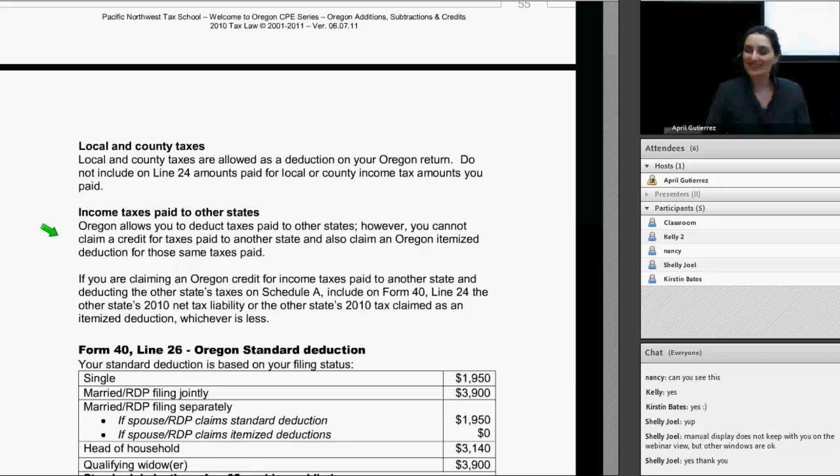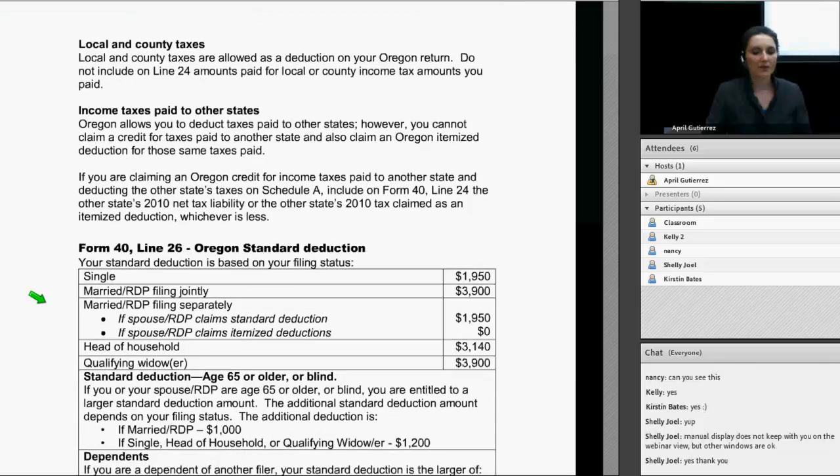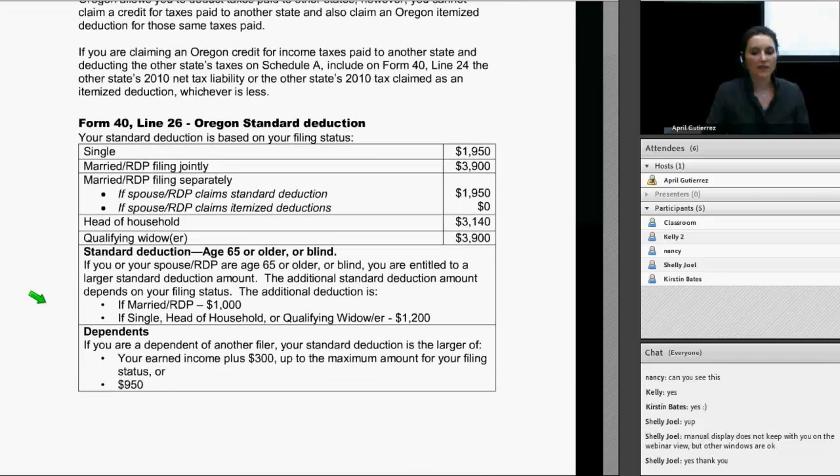Income taxes paid to other states. Oregon allows you to deduct taxes paid to other states. However, you cannot claim a credit for taxes paid to another state and then also claim an Oregon itemized deduction for those same taxes paid. If you are claiming an Oregon credit for income taxes paid to another state and deducting the other state's taxes on Schedule A, include on Form 40, line 24, that other state's 2010 net tax liability or the other state's 2010 tax claimed as an itemized deduction, whichever is less.